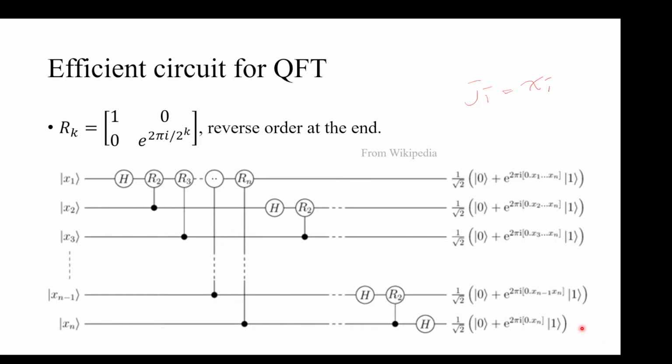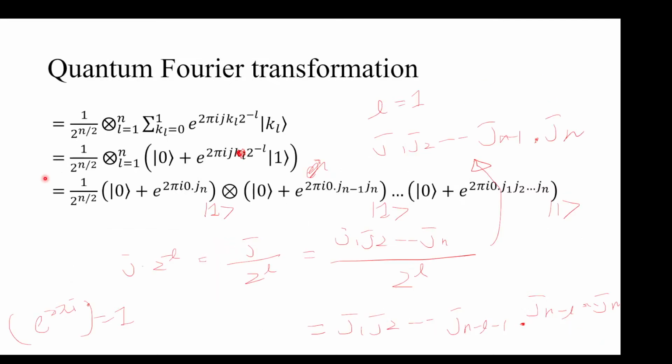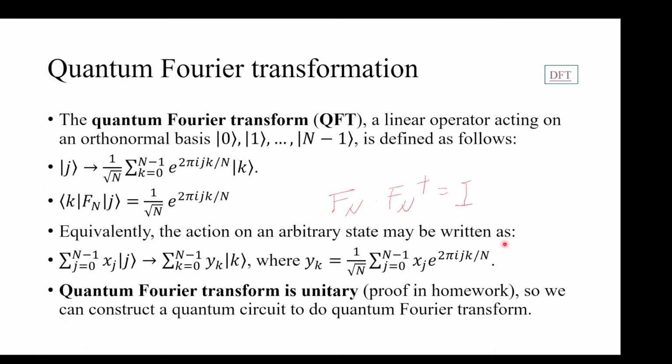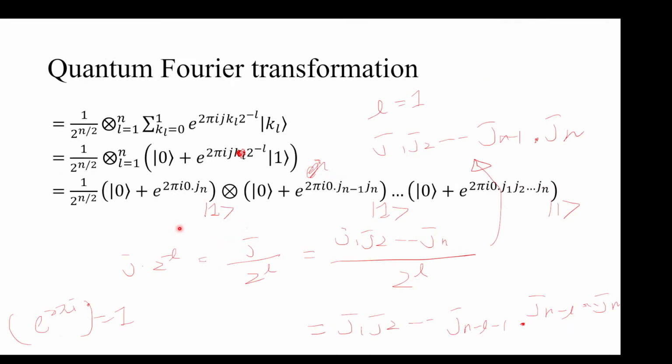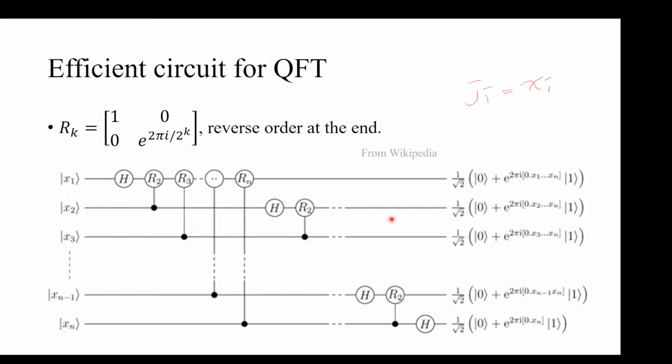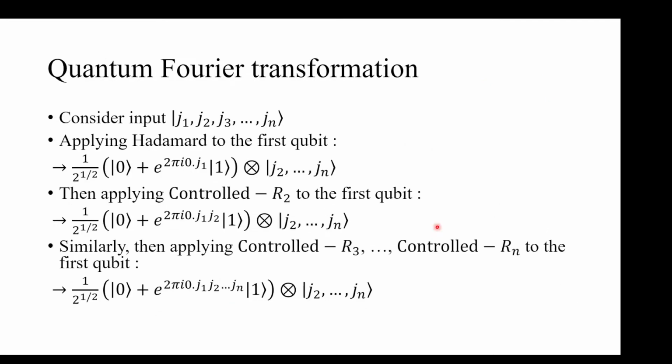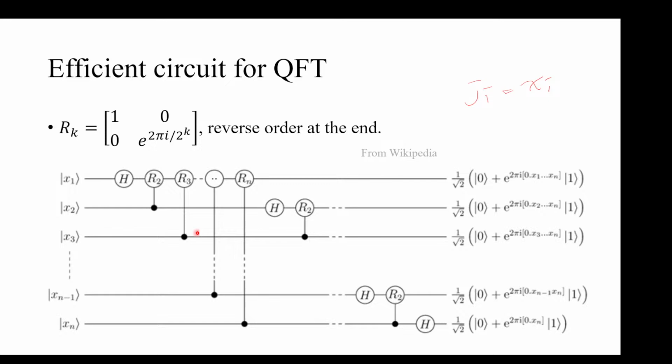You see that the end result here is just our derivation from before, but in reverse order. So if you do this circuit and reverse the ordering of all the qubits, then you have done the quantum Fourier transform. But that is claiming that this is true, so let's see a few details of why the circuit actually gives this output.